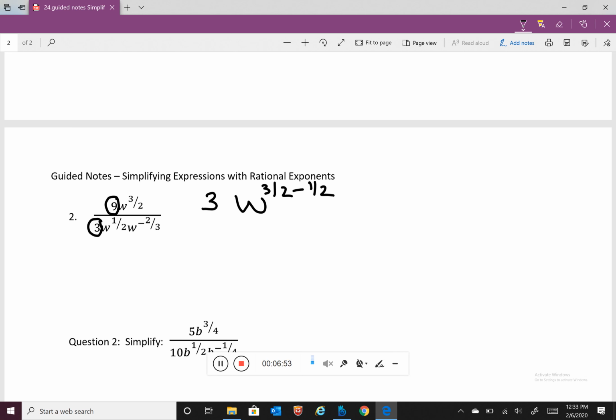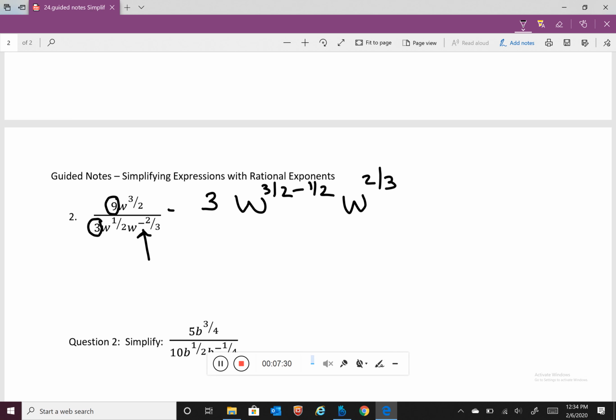The next thing I'm going to notice is we have a negative exponent. So we're using our negative exponent rule that says I need to change my negative exponent to positive by moving the base of that expression from its current position in the fraction to the opposite position, meaning w to the negative 2/3 is in the denominator. We're actually going to move that to the numerator to make it a positive 2/3.